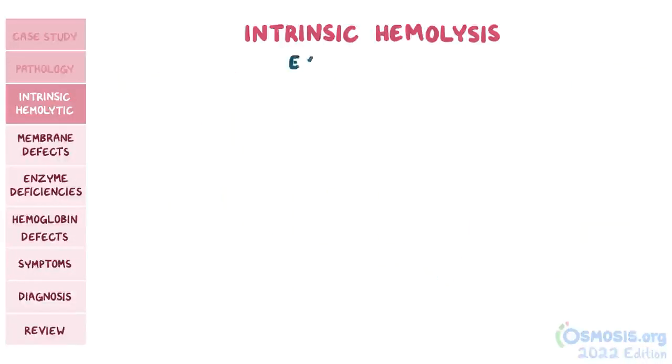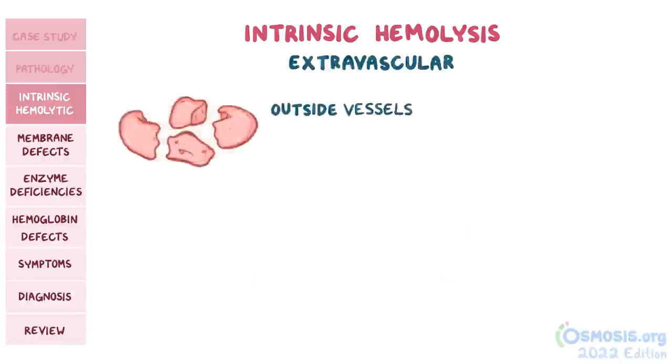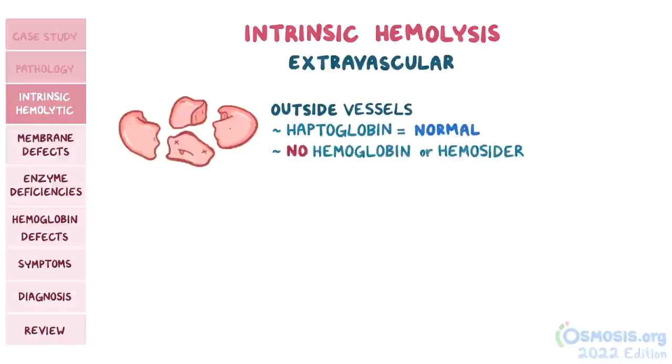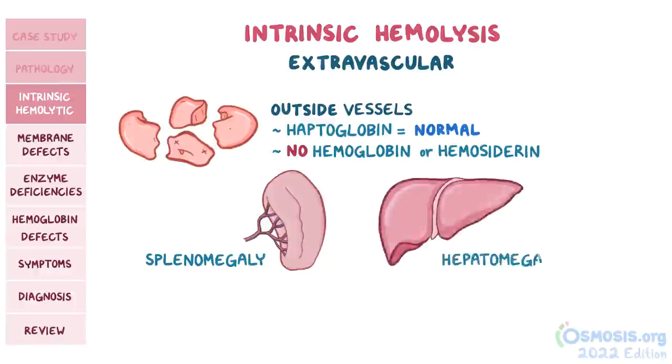Okay, now in extravascular hemolysis, RBCs are destroyed outside the vessels, and so haptoglobin is normal, and there's no hemoglobin or hemosiderin in the urine. RBCs are usually destroyed in the spleen, causing splenomegaly, or the liver, causing hepatomegaly.